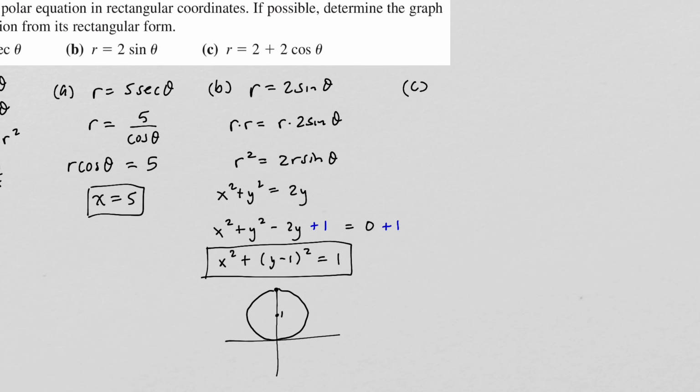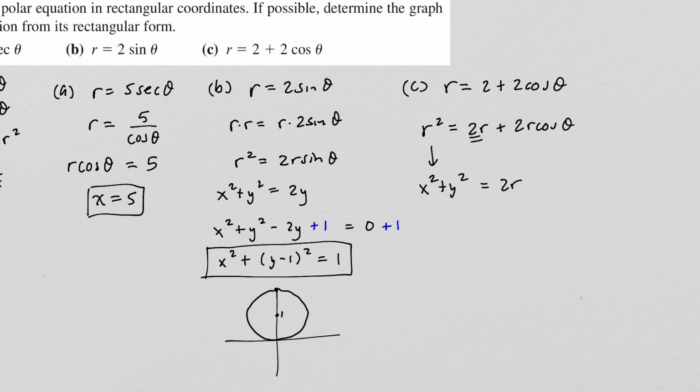And finally, in part C, we have r equals 2 plus 2 cosine of theta. And this one is perhaps the least intuitive. But once again, what I'm going to do is multiply both sides by r. So that's going to give us r squared equals 2r plus 2r cosine of theta. And then we know that r squared is x squared plus y squared, equals 2r, which I'm going to leave as is for the moment. And then we have plus 2 times r cosine of theta, which is x. Now what I can do is subtract 2x from both sides.